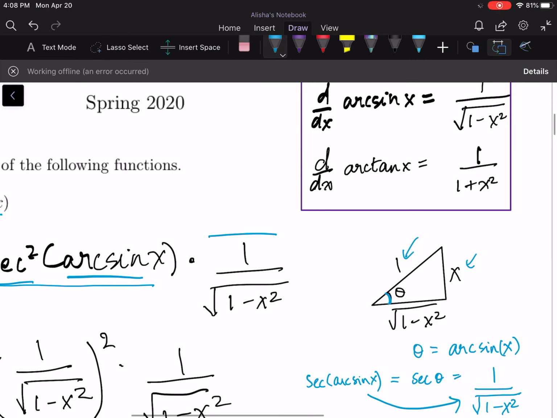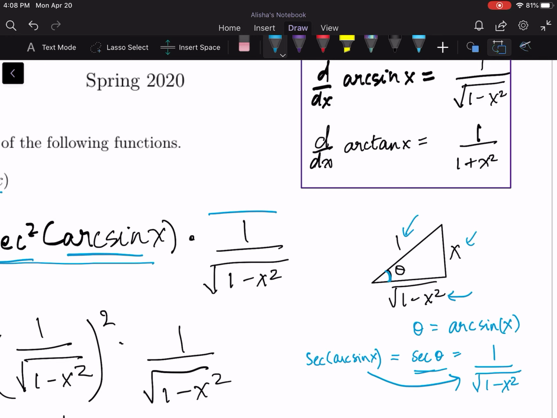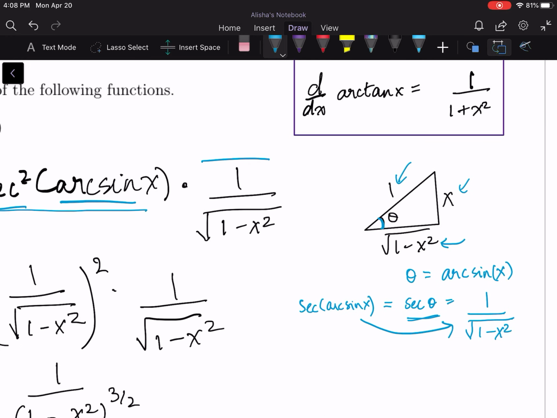And then I can use the Pythagorean theorem to figure out that the other side is the square root of 1 minus x squared. Let's not worry about the plus minus. Just write down the square root of 1 minus x squared. And then in that case, of course, secant theta must be hypotenuse over adjacent, right? So it must be 1 over the square root of 1 minus x squared. But remember that theta was arcsine x, so we have an expression now for secant of arcsine x.